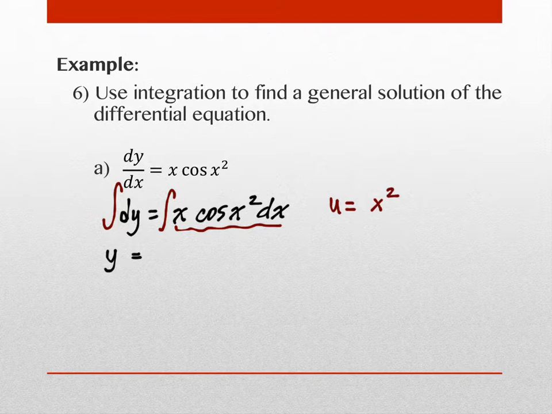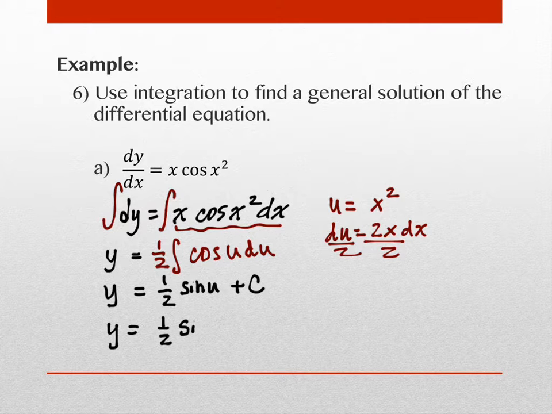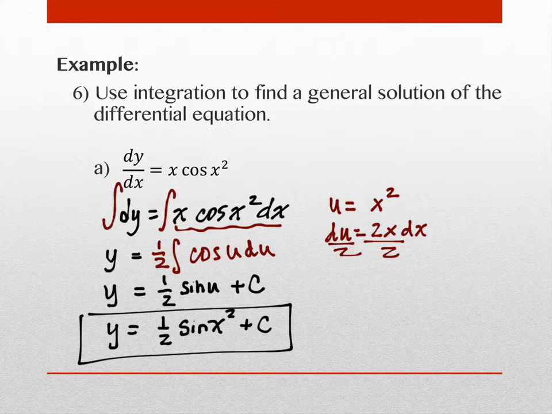What would u be in this problem? x squared. What's du? 2x dx, which is dividing by 2. So on this antiderivative, you have a 1/2 integral of the cosine of u du. That's what you have. What in the world is the antiderivative of cosine of u? Sine of u. And you have a plus c, so we'll go ahead and put the plus c in at this point. But you know that u is x squared. So we have 1/2 sine of x squared plus c. Nice, right? Yeah, really nice.